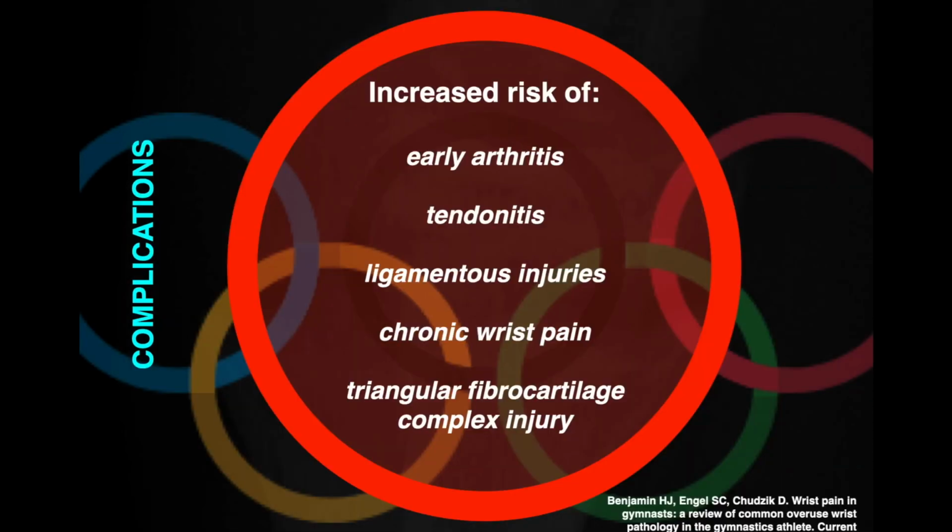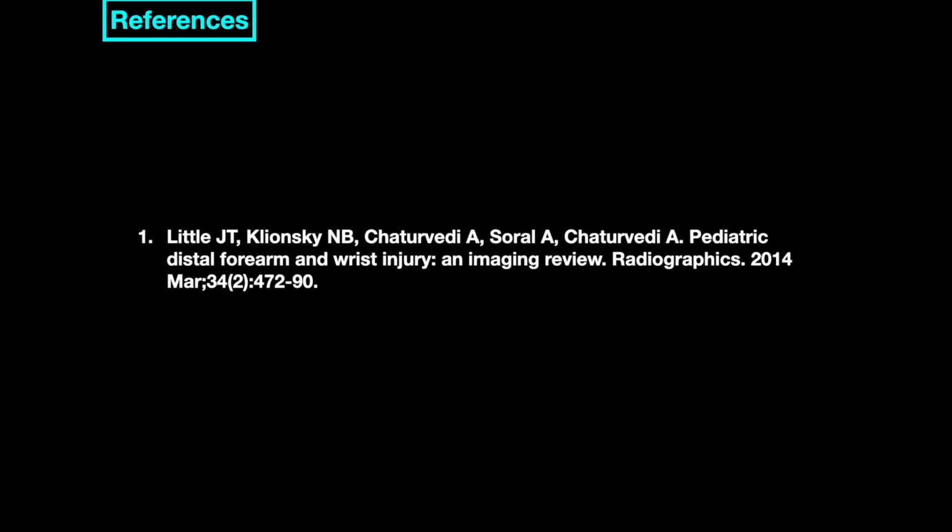Complications of this condition include the risk of early arthritis, tendinitis, ligamentous injuries, chronic wrist pain, and triangular fibrocartilage complex injury. For additional details, please see this 2014 Radiographics article entitled Pediatric Distal Forearm and Wrist Injury, an Imaging Review by Little et al. This concludes part 5 of this video series. In the next video in this series, we'll look at injuries in the pediatric hip.